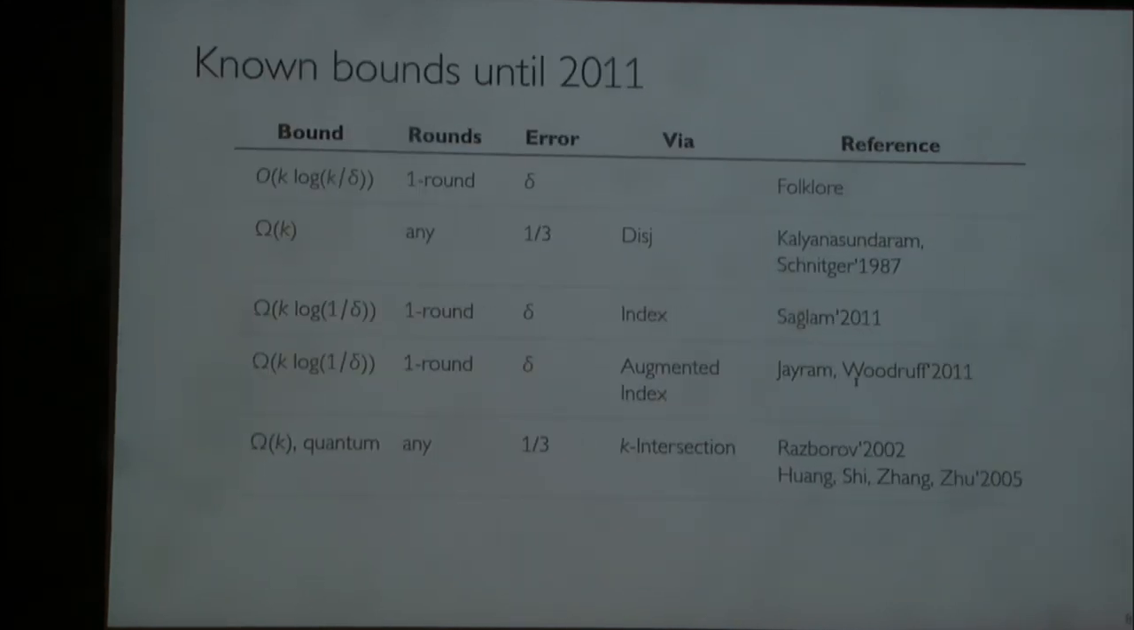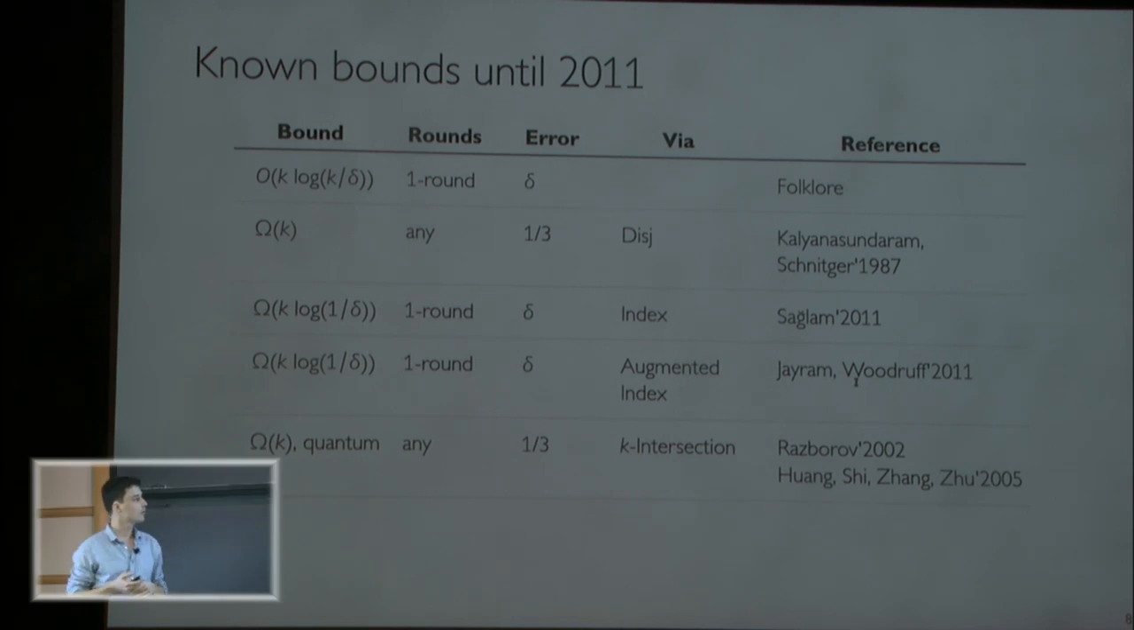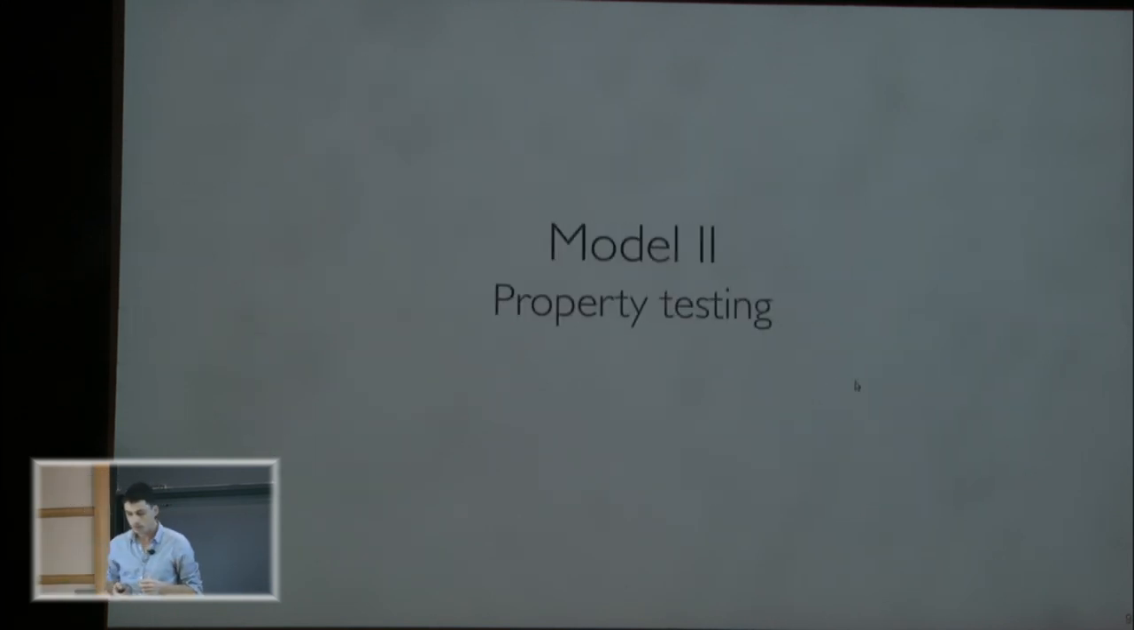All right, so let's go to what was known. So we solved this, the first line, the one-round protocol. And then the classical disjointness lower bound applies here, giving an omega k lower bound. And for one round, there are some better results. So this was what we knew up until 2011.